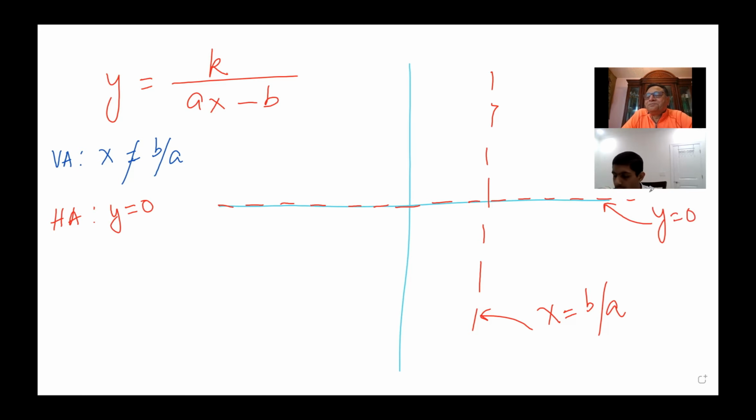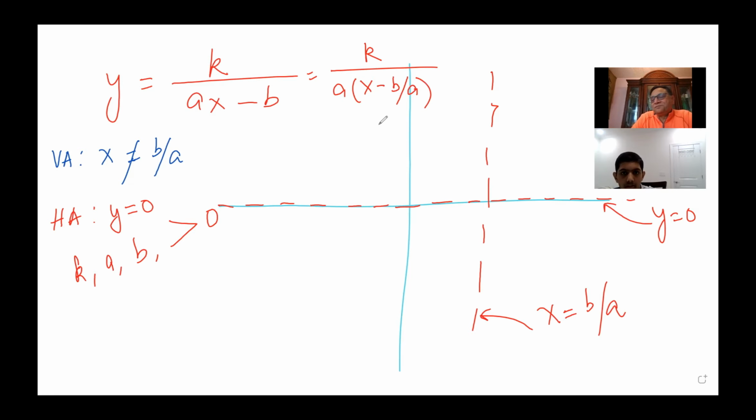Is that clear to you? We are assuming that k, a, and b are all greater than 0. Is that okay? All positive. Now, in that case, if I plug in a value of x which is greater than b over a, right? So let me rewrite this function, k, and if I take away a common, then I get x minus b over a. Do you see this? Correct? So that is why you said that x cannot be equal to b over a.